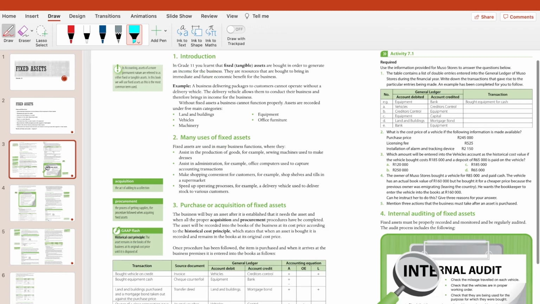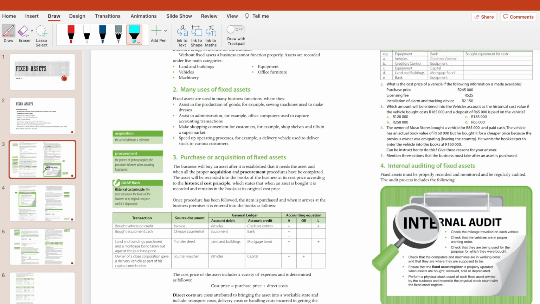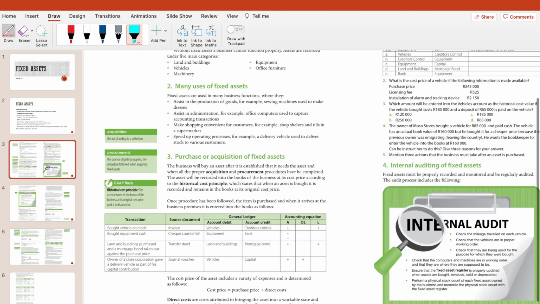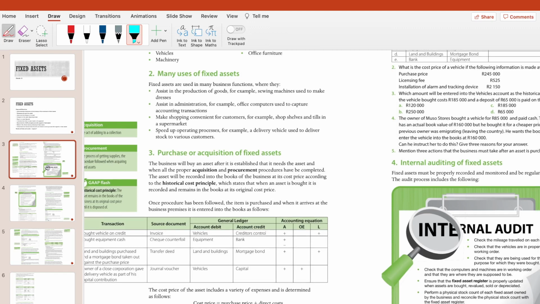So there are many uses that we have for our fixed assets. It can be to assist in production of goods when we do have printing machines, sewing machines; to assist in administration, computers will do that, and also printers; making shopping convenient for customers, the shop's shelves as well as the tills at the supermarket will do that; to speed up operating processes, that is delivery vehicles delivering stock to your customers to give an extra service to them.